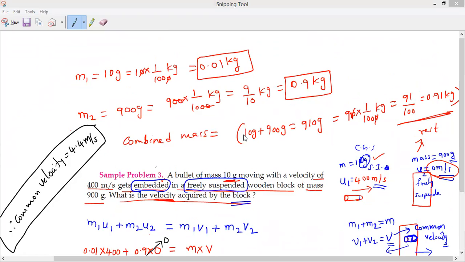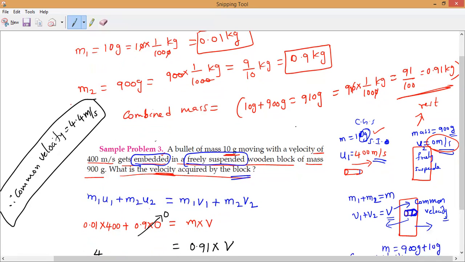Once anything is stuck inside a body, we have to add the mass of both the bodies, and later they cannot go separately. They have to go together. That is what we call common velocity. Yesterday also I told you about common velocity. This is what is happening.